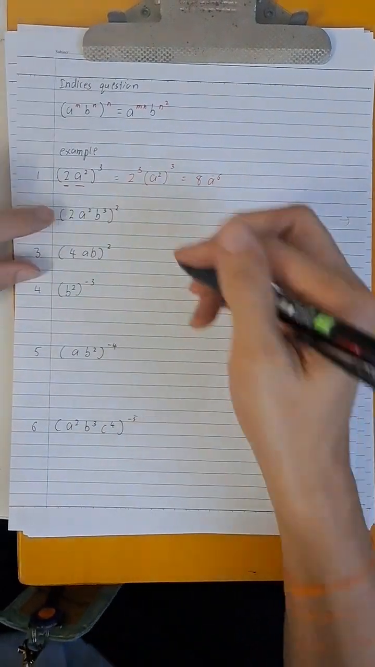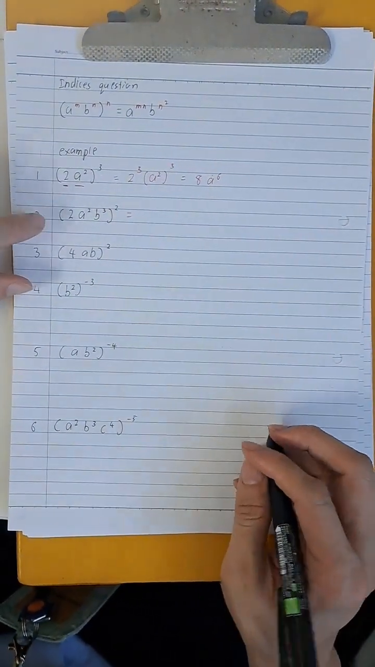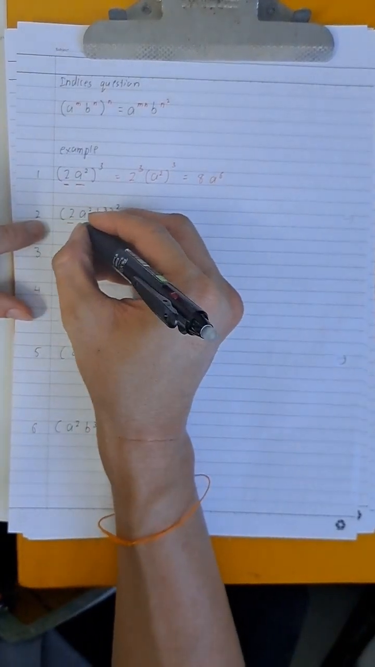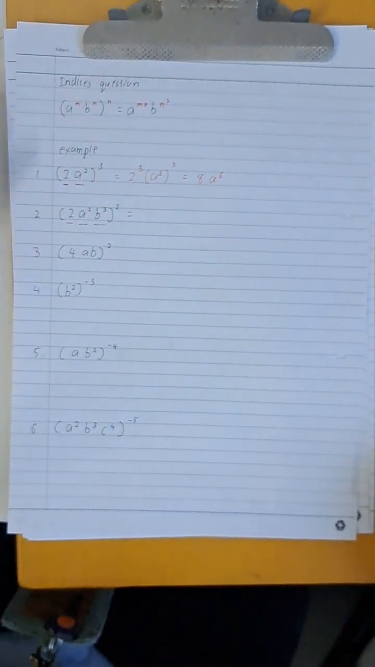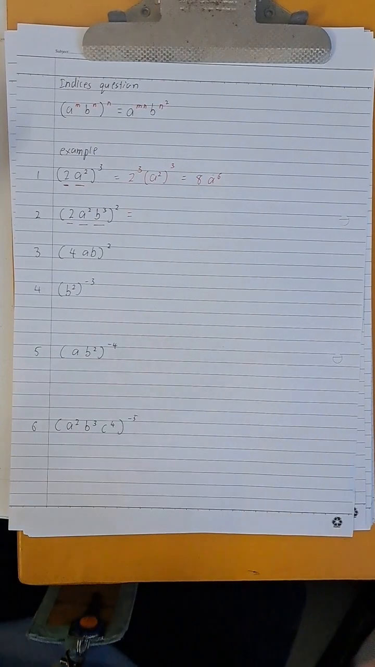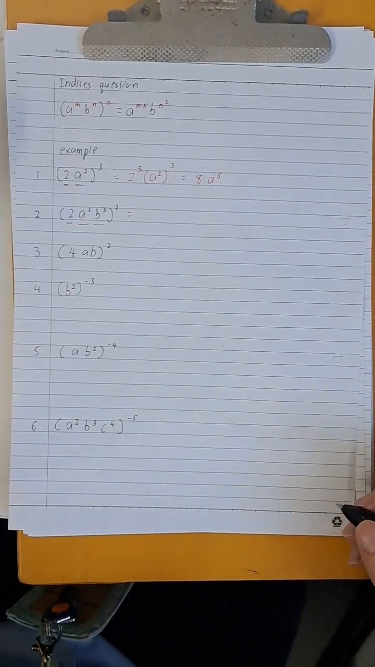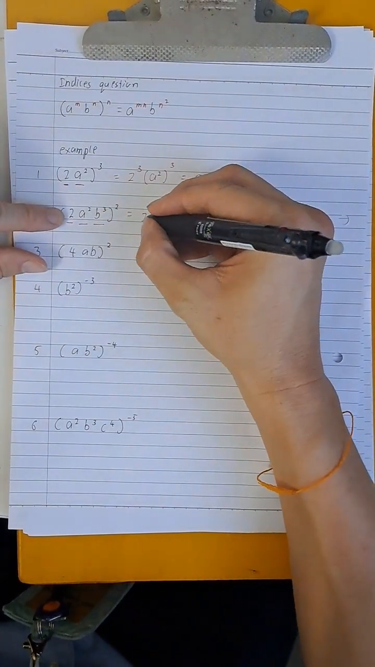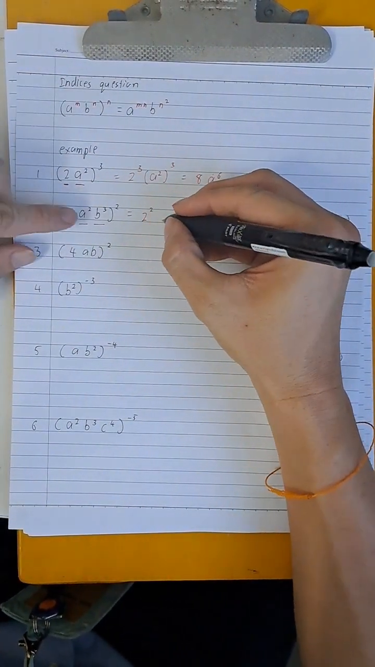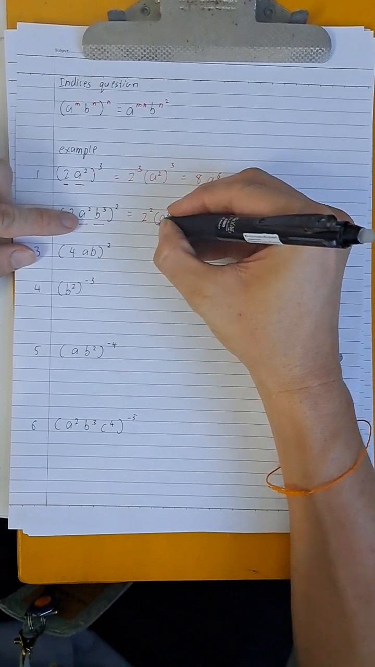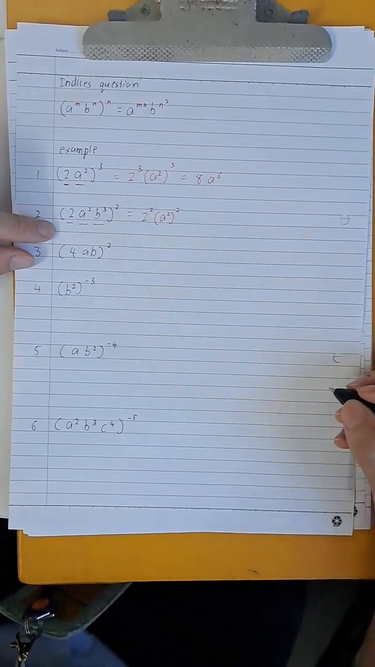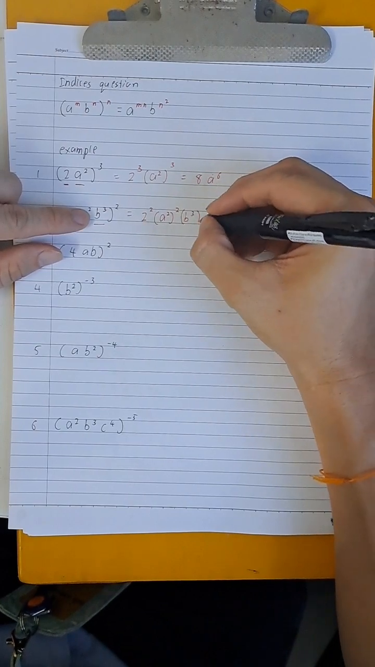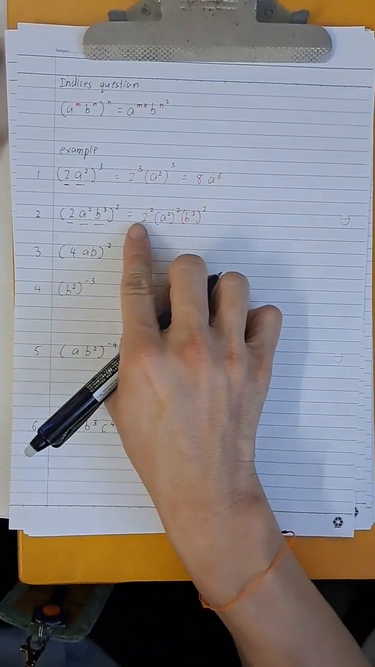Okay? Next question. Same thing. How many things are inside the bracket? That's 1, 2, and 3: 2, a squared, and b cubed. So every single thing that I underline will be squared. So 2 over here will be squared. A squared over here, the whole thing will be squared. And over here, b cubed will also be squared. Everything will be squared.